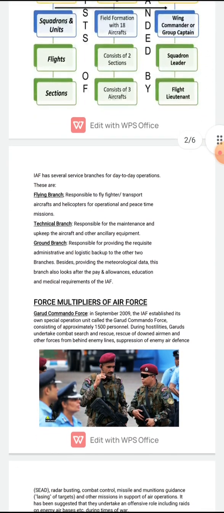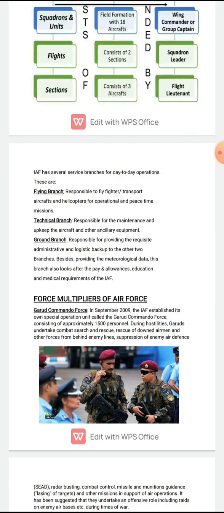IAF has several service branches for day-to-day operation. First is the flying branch. The name suggests it. All the fighter pilots, transport aircrafts, helicopters for operational and peacetime missions are under it. Okay. Technical branch is responsible for maintenance and upkeeping of the aircraft and the ancillary equipment, which means the technical branch generally takes care of the maintenance of the aircrafts so that they are battle worthy and operational worthy all the time, so that they are properly maintained and work in the time of need.